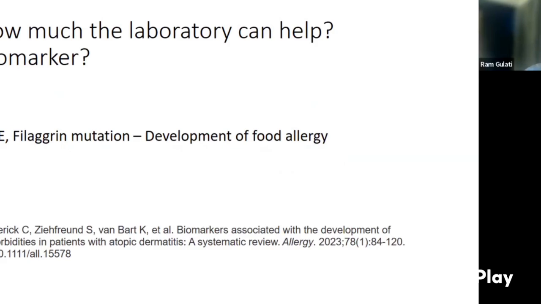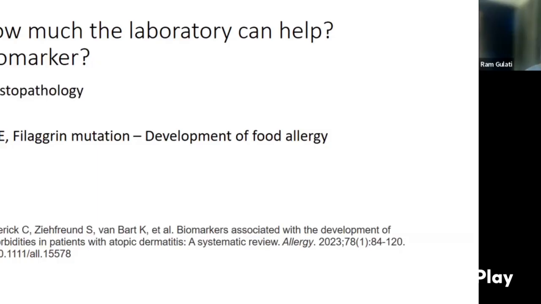Filaggrin mutation is present in only about 40% of ethnicities; much more do not have it. In fact, in the Asian population, it has been shown to be even much less prevalent. You cannot use that as a biomarker because it is absent from many of the patients. But it has been shown that if you've got a high IgE and a filaggrin mutation, it may be a marker of increased susceptibility to development of food allergy.